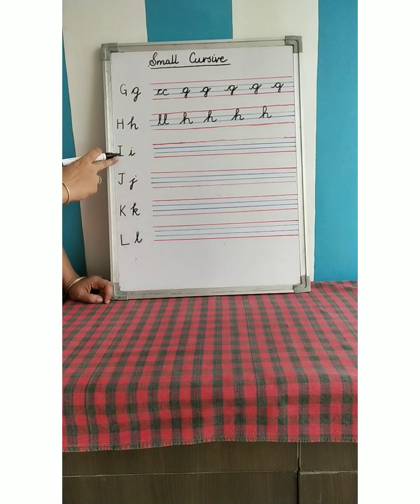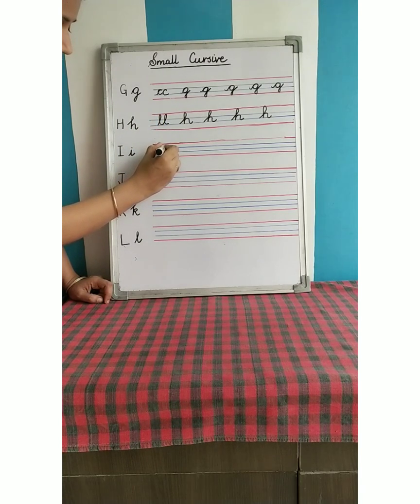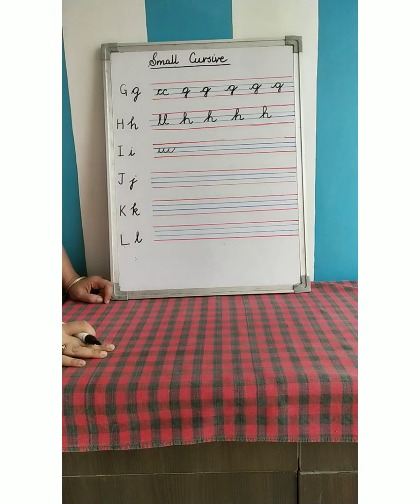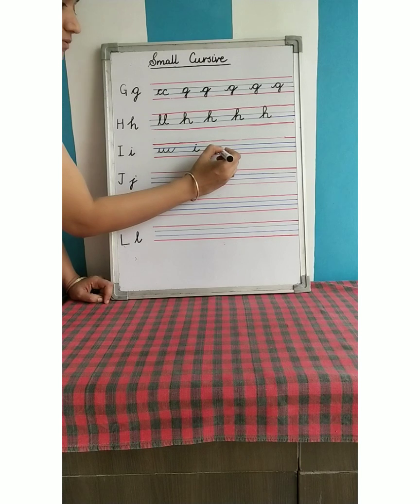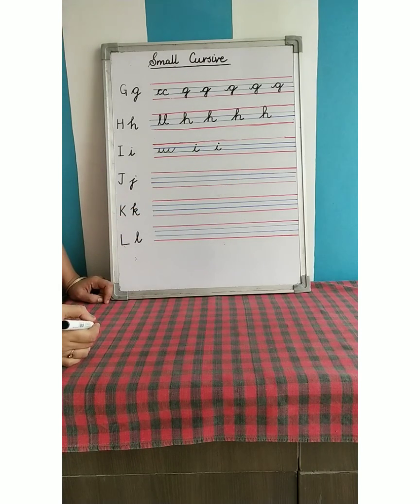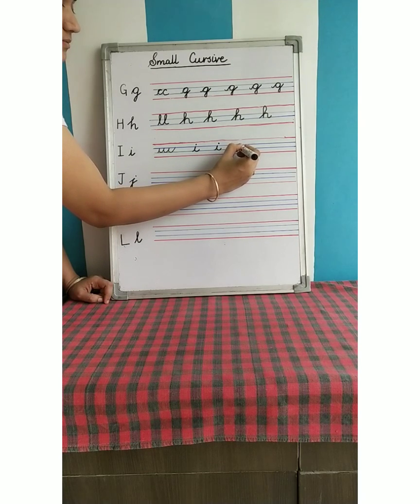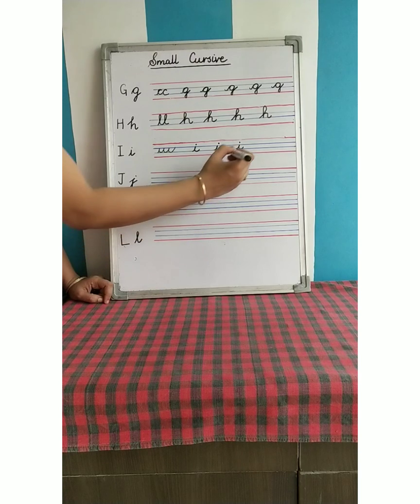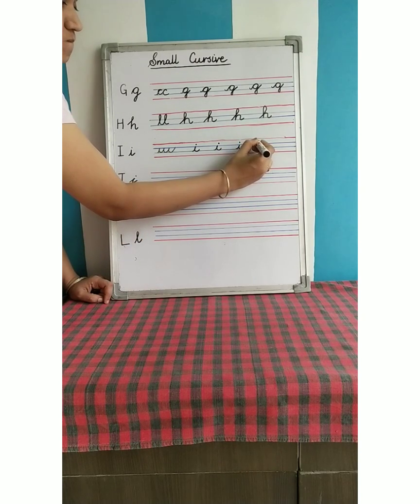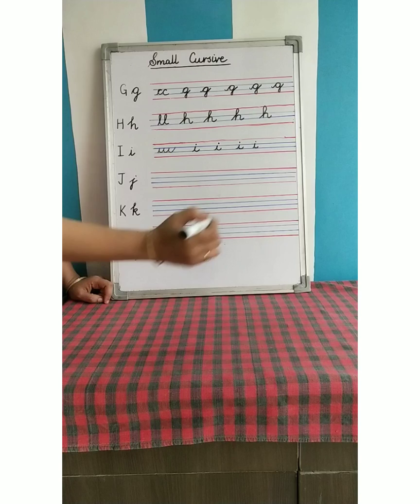Now the next is I. Now small cursive I is based on this pattern. You just have to draw the pattern once and put a dot. We will make the pattern and put a dot, and this forms small cursive I. Let us see it again. One more time.